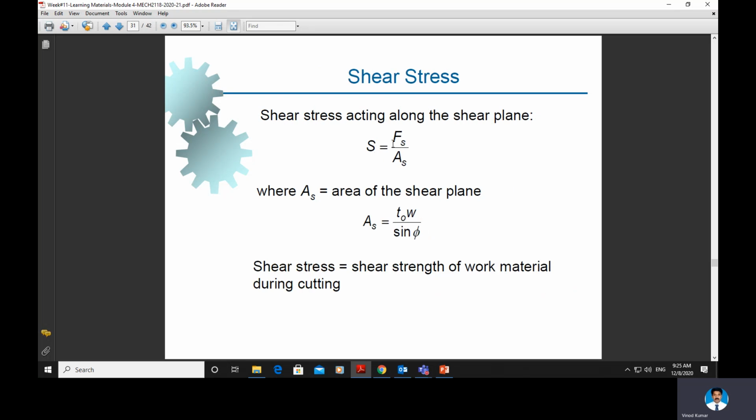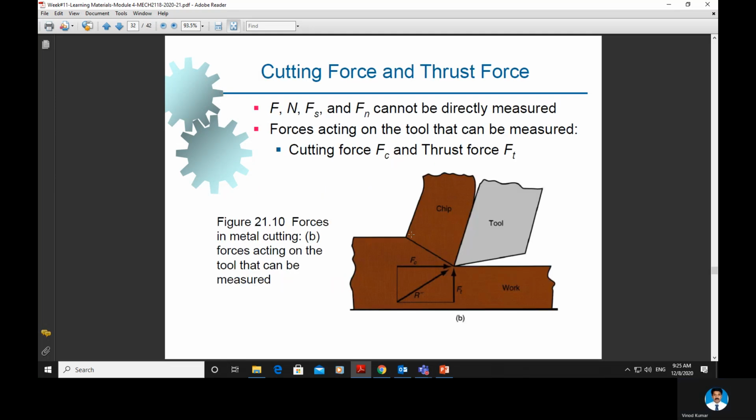Shear stress can be calculated as shear force divided by shear area. Shear area will not be the normal area because there is some deformation that takes place in the workpiece. So it will be t naught W divided by sine phi. T naught is the initial thickness, W is the width, and phi is the shear plane angle.